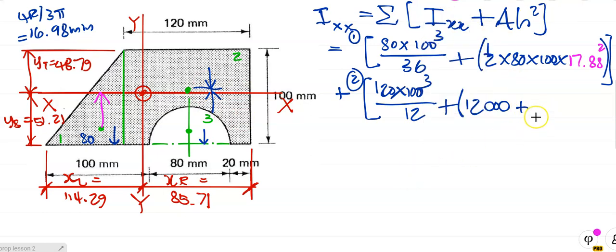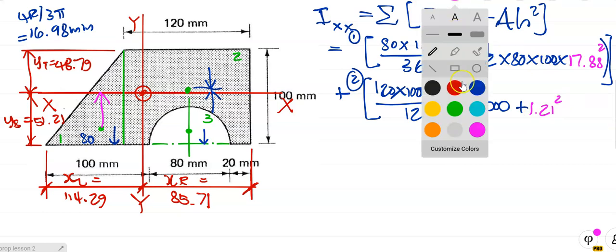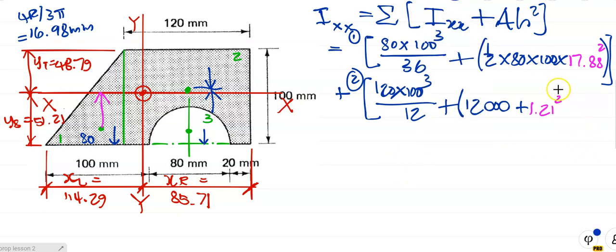It's 1.21 squared. Very close but not on. Then I close the round bracket, close the square bracket, and then a big fat minus, because it's a void. So, element number 3.